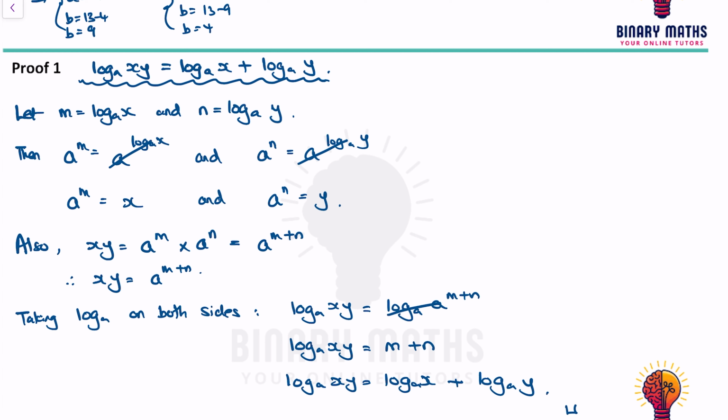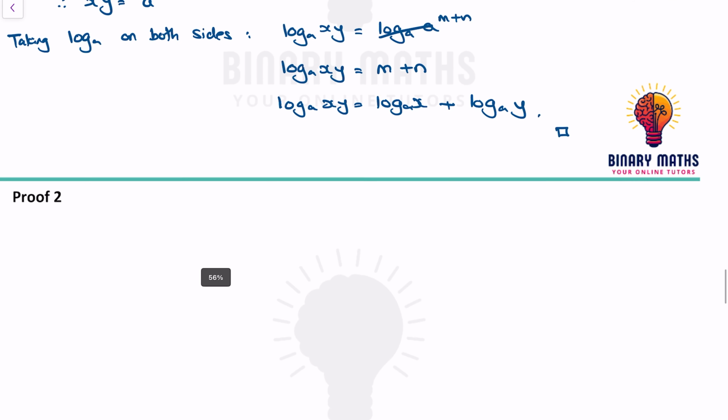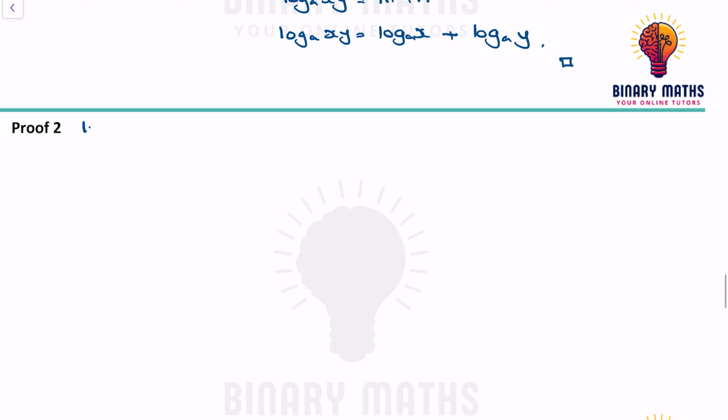So end of proof. In a similar way, if you want to prove the other one, you've got log base a of x over y is the same thing as log base a x take away log base a y. So this is what we're trying to prove now.